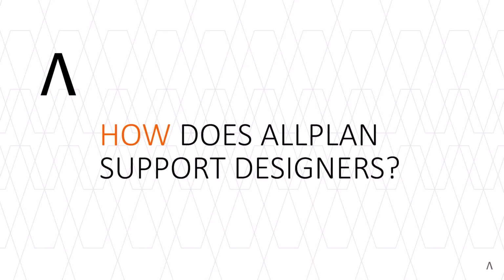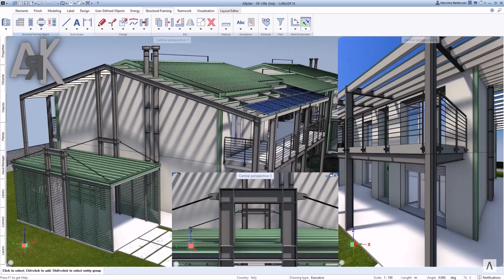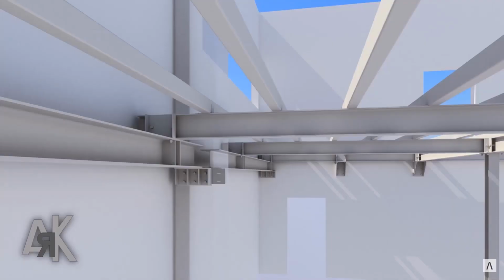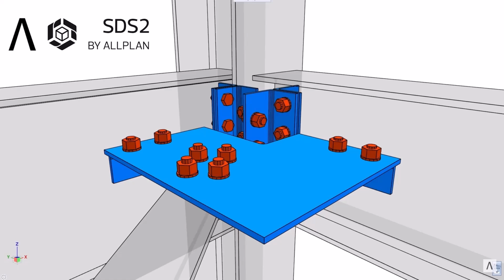Moving on to the third question, how does Allplan support designers? Well, Allplan is a flexible tool that supports a wide range of materials, including masonry, cast-in-place concrete, precast concrete, timber, and steel construction. Steel is frequently used also by architects. Here you can recognize a couple of examples from Giacomo. Allplan simplifies the process of creating steel connections, making it accessible even to those who are not specialists in this area. Let's see the workflow.